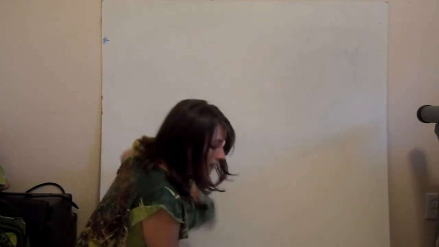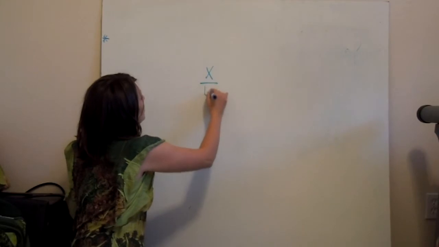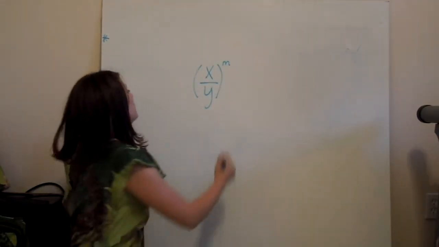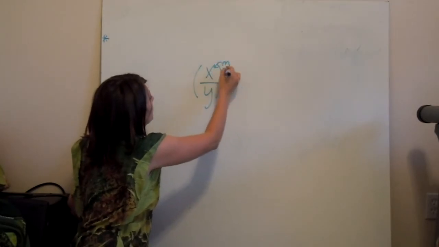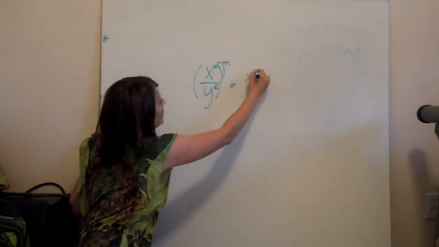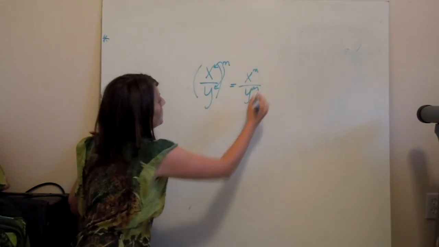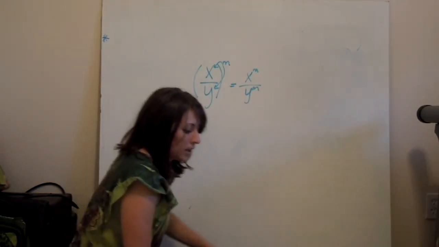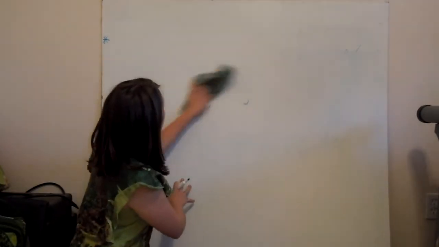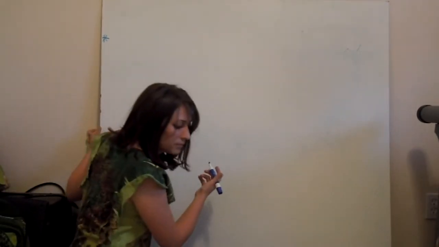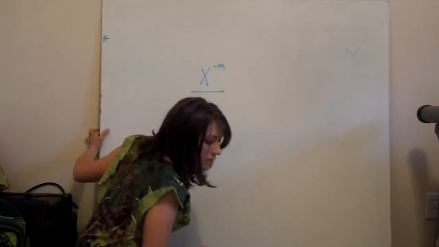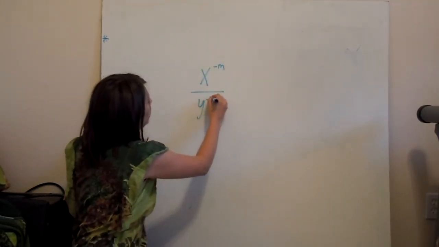All right, and the quotient to power rule. So it's basically when you have a fraction raised to an exponent. All you're going to do is just distribute it to everything inside. So it becomes x to the n power over y to the n power. All right, then the last one is a sign change rule. So that is x to the negative n power over y to the negative n power.